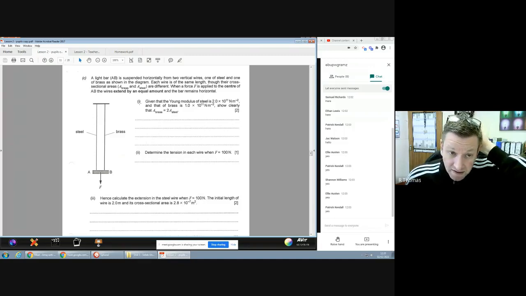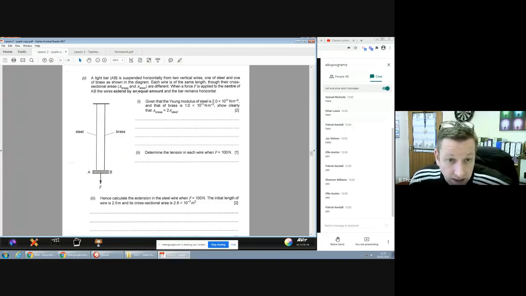When a force is applied to the center of AB, right? So when I hang a weight from the middle of AB, the wires extend by an equal amount. So the extension is equal, and the bar therefore remains horizontal.